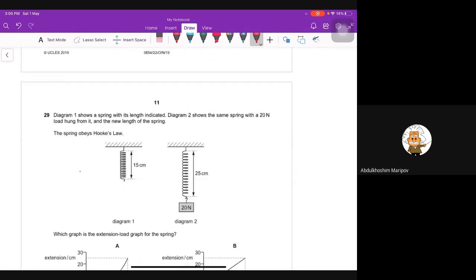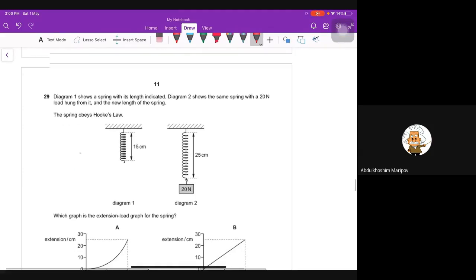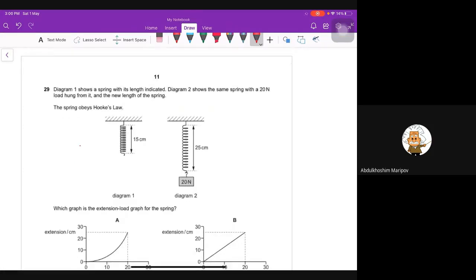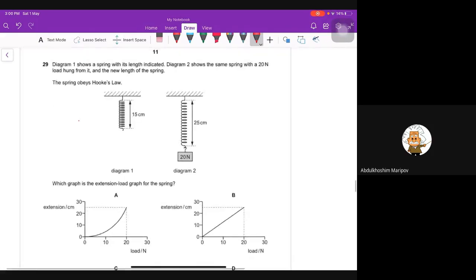Question 29. Diagram 1 shows the spring with its length indicated, 15 centimeters. Diagram 2 shows the same spring with 20 newtons, a load hanging from it, and the new length of the spring. So it was originally 15 centimeters. We put the load of 20 newtons, so it's stretched. It's stretched to a length of what? It was 15, now it's 25. So it's 10 centimeters. Originally it was 15 centimeters, so this is your extension, which is x.